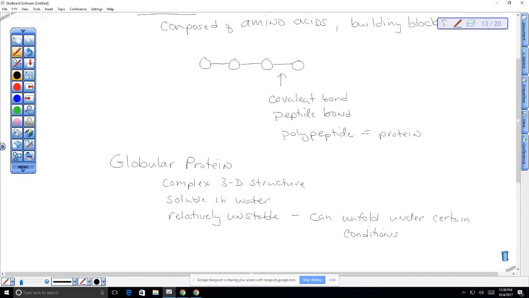So what is that unfolding called? What did you find out? What word did you have to look up on your phone? Denature, right? So it was denaturation. These proteins have a nature, and you can denature them. They come out of their folded shape, they unfold, and they don't work.